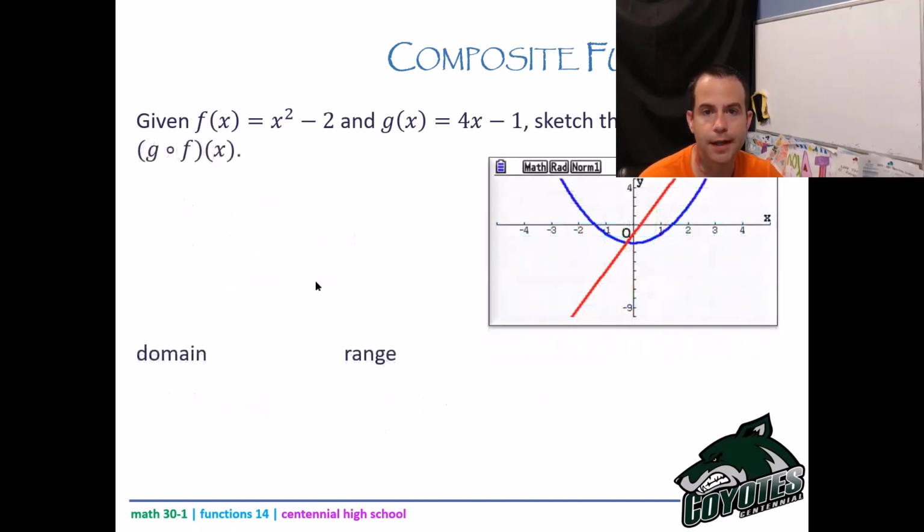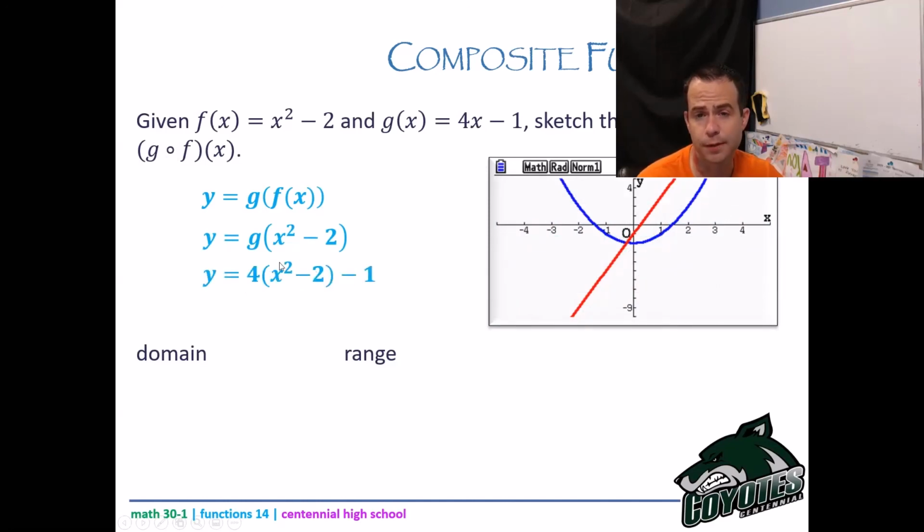All right, try this guy. Now we're going to do g composed with f of x. Okay, g composed with f of x. So that would be g of x squared minus 2. So that's going to be 4 times x squared minus 2, and then subtract 1. And now I'll just distribute the 4. So that's 4x squared minus 8 and minus 1. So that'd be 4x squared minus 9. Okay, go ahead and graph that guy now and get the domain and range.